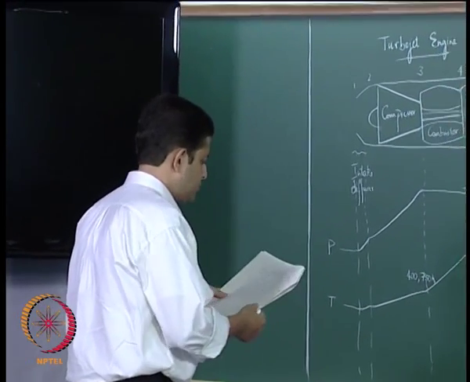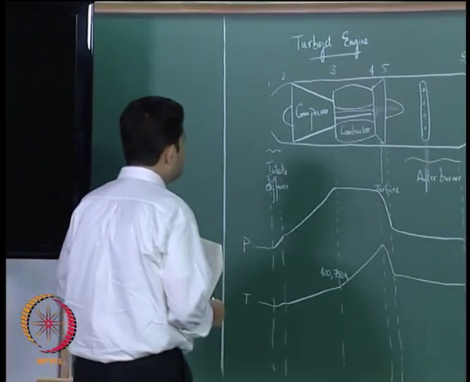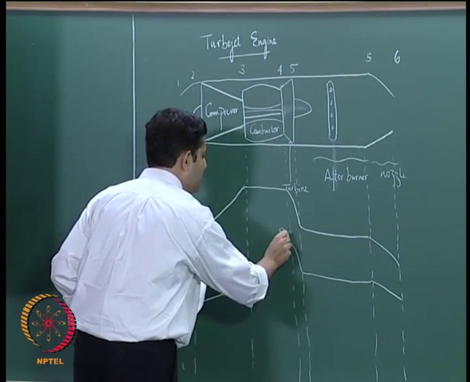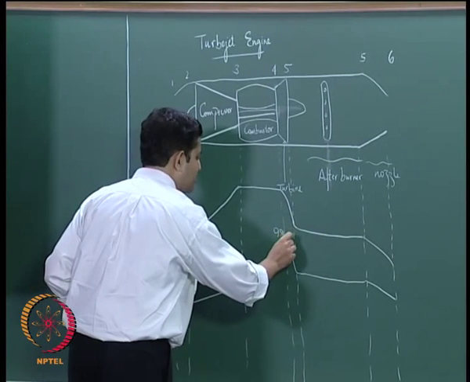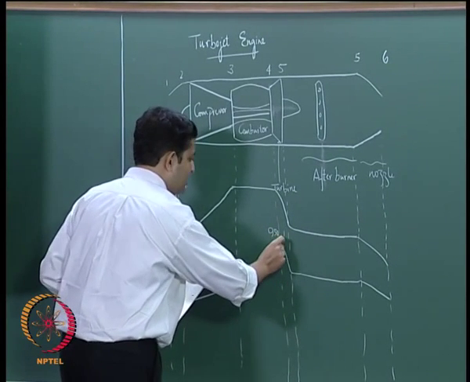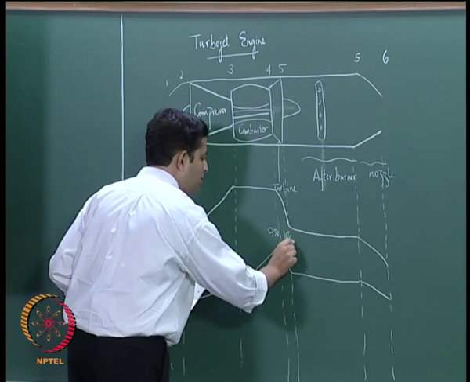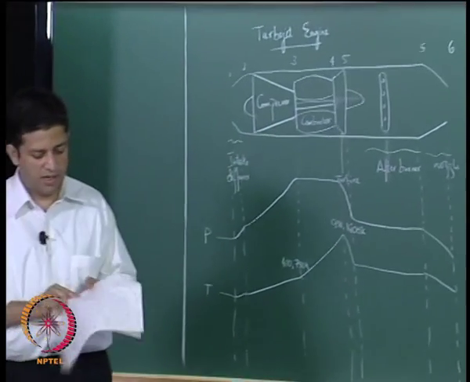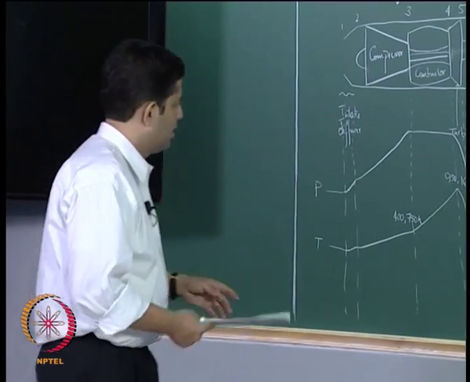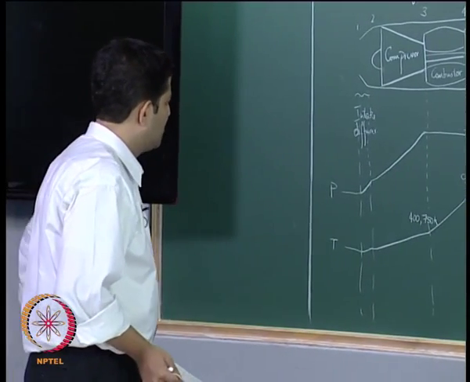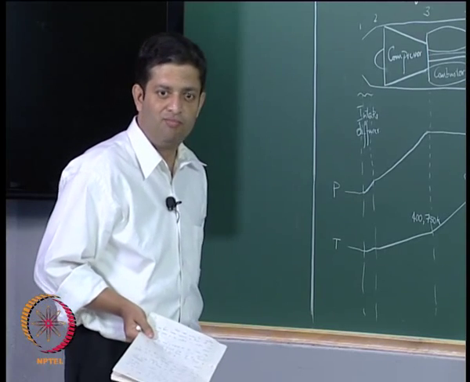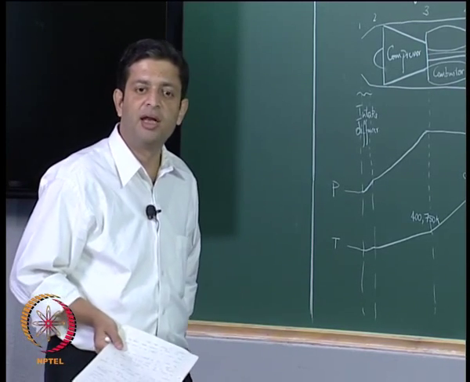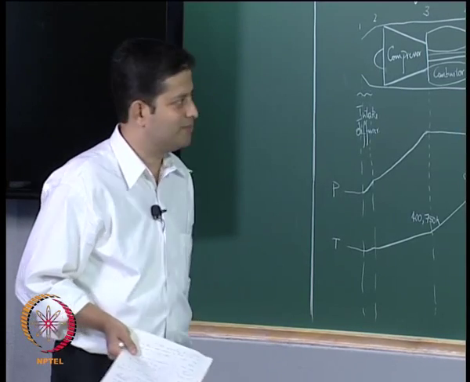Okay. And in the combustor we have temperatures ranging from the outlet of the compressor to something like 950 to 1600 Kelvin. Again, it depends on compressor pressure ratio, altitude, and also what is known as the limit on turbine inlet temperature.